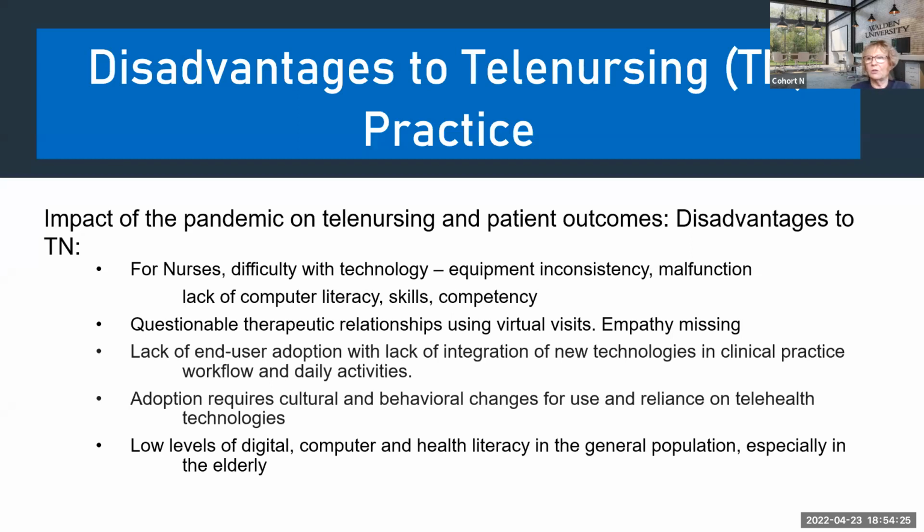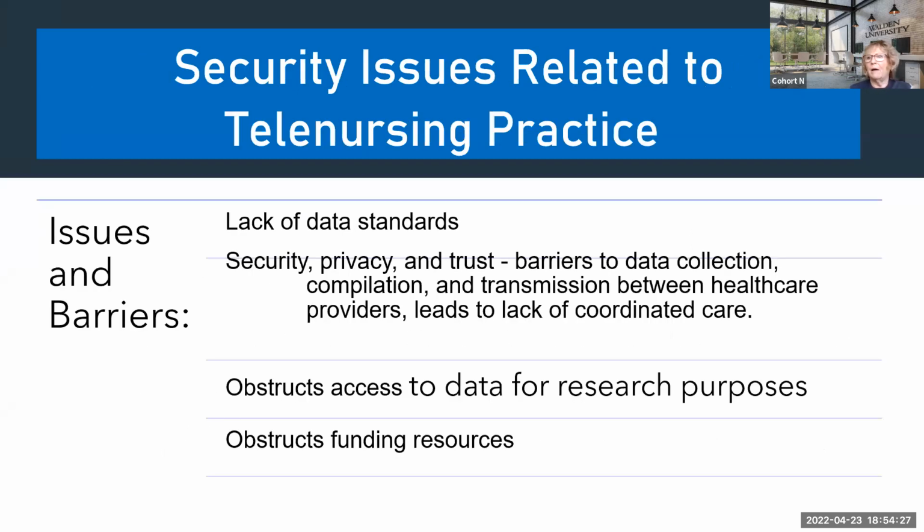So some of the next issues we're going to be looking at are security issues related to telenursing. And again, I've mentioned this, and I think you could summarize. I've mentioned the competencies, the KSAs, there is a lack of data standards. There's a lack of interoperability of sharing data. There's security, privacy, and trust. And this you'll hear a lot. Patients don't trust what's going to happen to my information.